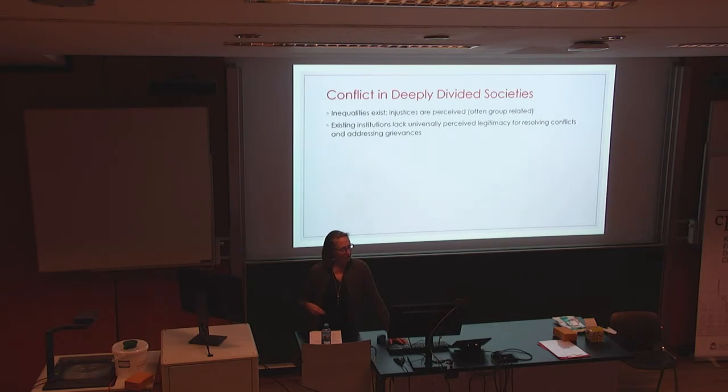Existing institutions lack universally perceived legitimacy for resolving conflicts and addressing grievances. Are there institutions in the society that are perceived as having legitimacy for actually handling the conflicts that emerge in a society? This is where the rule of law is very important. If there's no perceived mechanism to which all of the parties give legitimacy, then any of the solutions that come out will be questioned, right? Or seen as biased. Cohesion and identity form around narrower lines than defined by states.